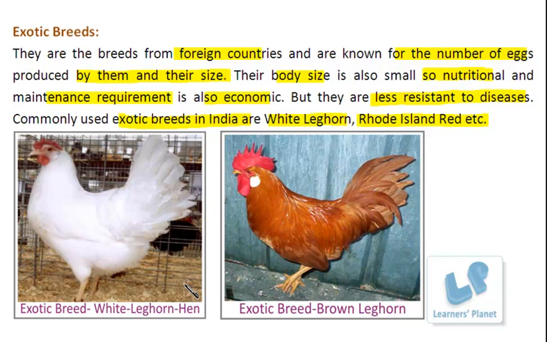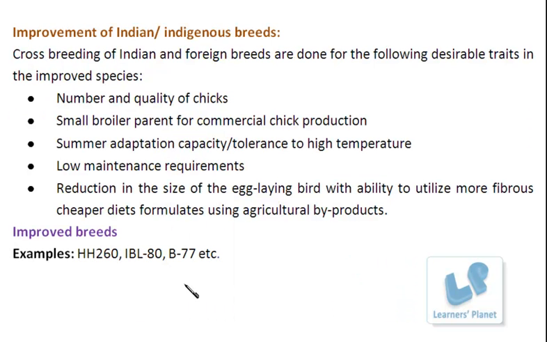There are new hybrids which have been developed in our country also, and they are definitely cultured in the farms, which has improved the production quality in these farms. Examples of such breeds are HH260, IBL 80, then B77, and so on. These breeds are the hybrids, and they are commonly used for the production of eggs in the poultry farms.